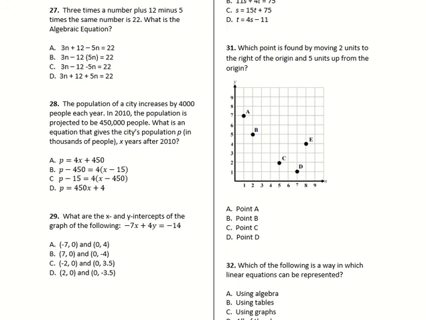31. Which point is found by moving 2 units to the right of the origin and 5 units up from the origin? A, point A. B, point B. C, point C. D, point D.